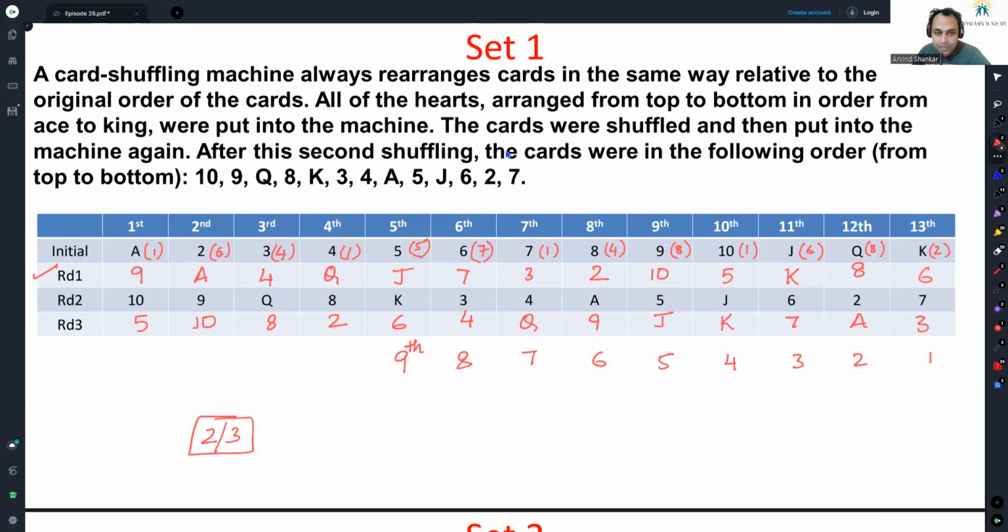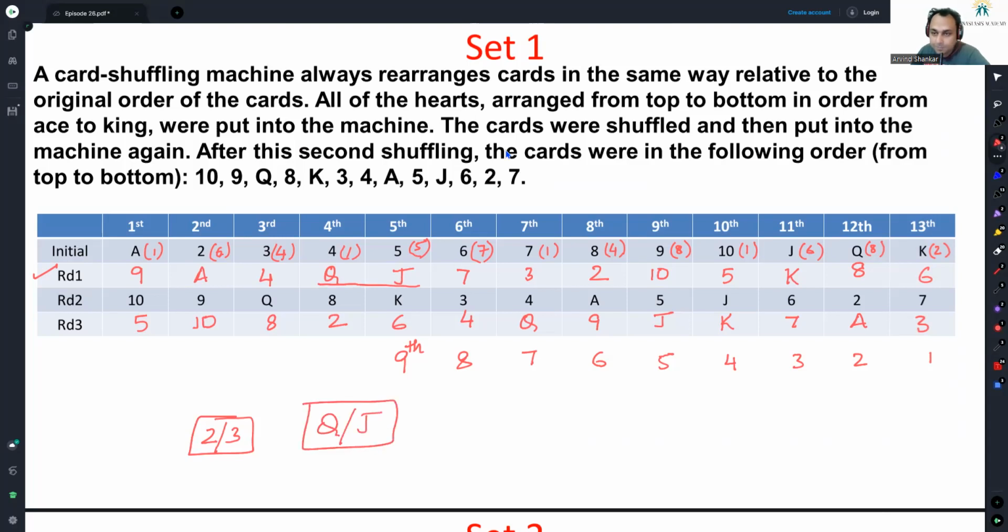Do 3 and 4 remain neighbors? No. Do 4 and 5 remain neighbors? No. Do 5 and 6 remain neighbors? No. Do 6 and 7 remain neighbors? No. Do 7 and 8 remain neighbors? No. Do 8 and 9 remain neighbors? No. Do 9 and 10 remain neighbors? No. Do 10 and J remain neighbors? No. Do J and Q remain neighbors? Yes. Q and J do remain neighbors.